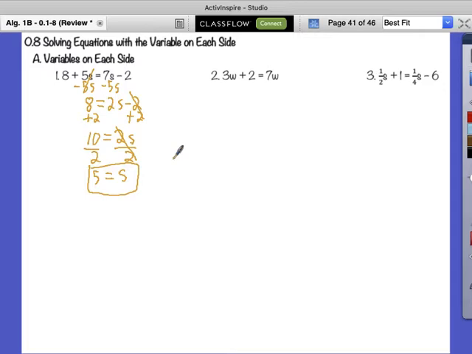Aiden, I'm counting on you. What do we do? What was our first step? Minus 3w. Okay, good, do that. Done. Okay, so would you subtract 3w from the 2? No, 3w.